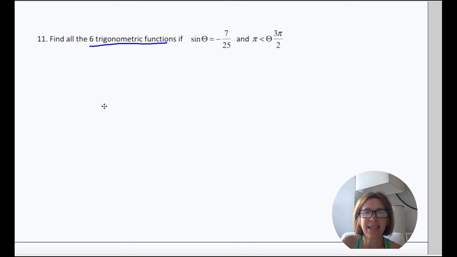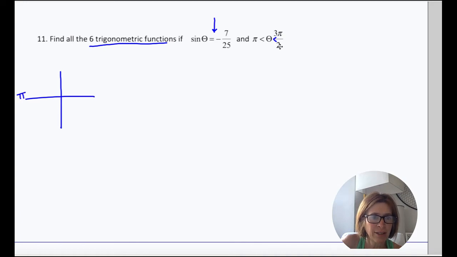It says if sine theta equals negative 7 over 25, so that's the sine's ratio, and it's negative, so I've got to pay attention, and that theta is between pi and 3 pi over 2. So I have to think about where that is. First of all, pi is here, and 3 pi over 2 is here. So theta is between them, okay? That's that compound inequality showing me where it is. So I'm in quadrant 3.